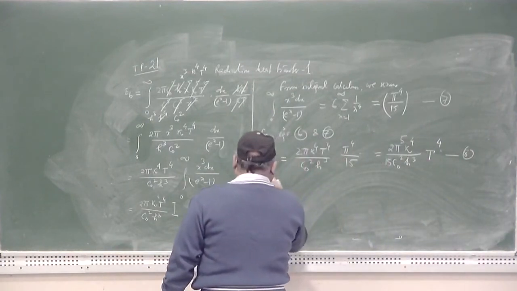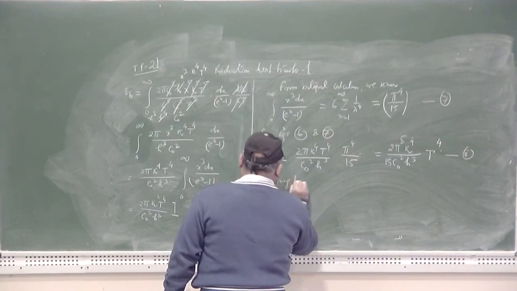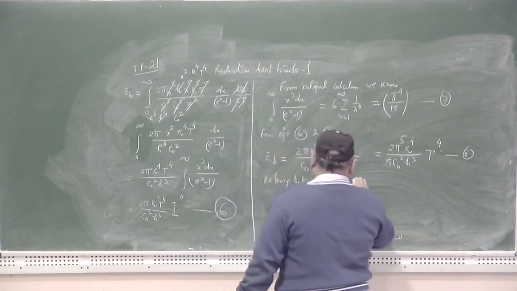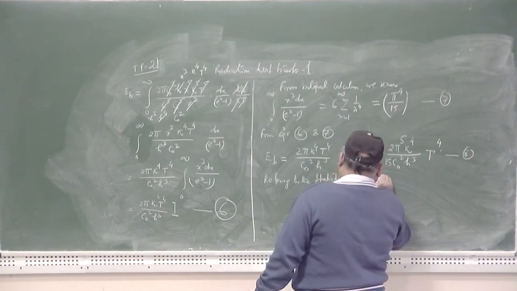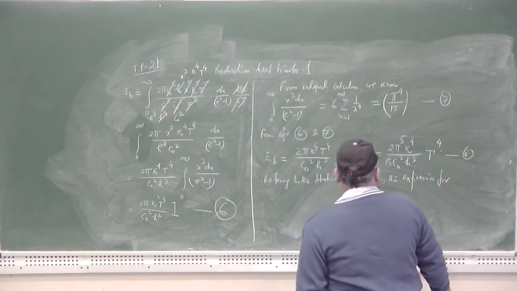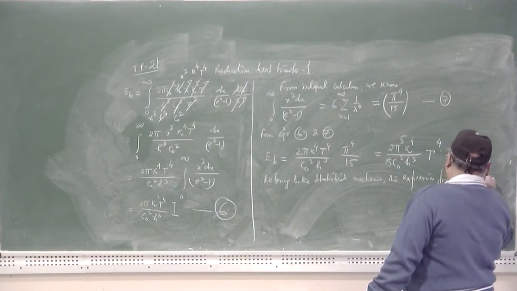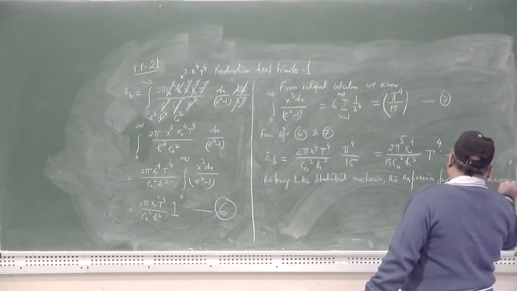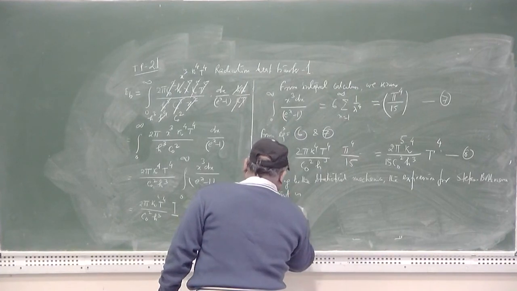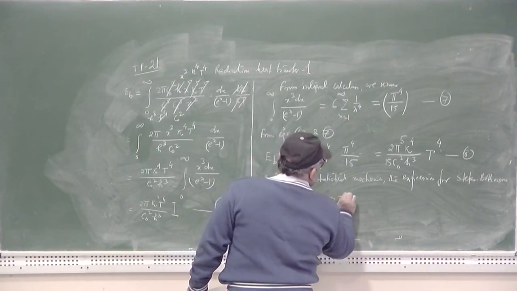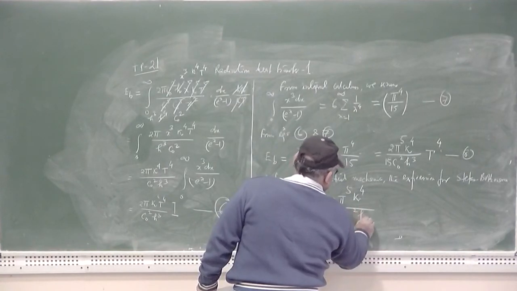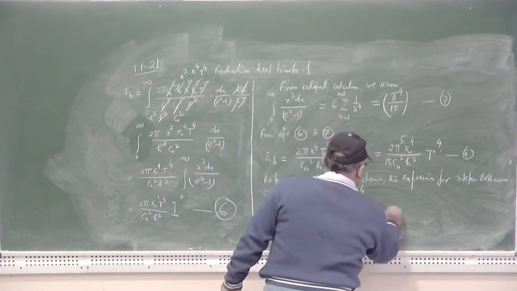Referring to statistical mechanics, the expression for the Stefan-Boltzmann constant is sigma, that is equal to 2 pi raised to the power 5 k raised to the power 4 divided by 15 c naught square h cube. Let it be equation number 9.